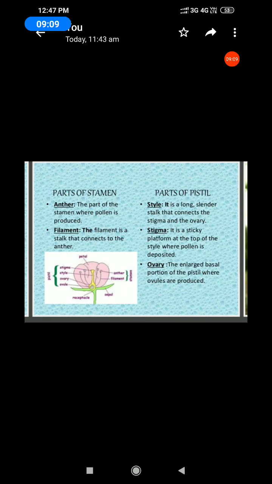Next, parts of the pistil. I will explain one by one. What is a style? It is a long, slender stalk that connects the stigma and the ovary. Next is stigma. It is a sticky platform at the top of the style where pollen is deposited. Last one, ovary. The enlarged basal portion of the pistil where ovules are produced.